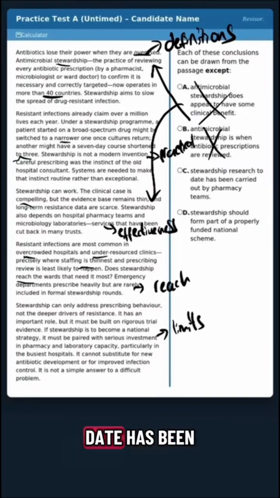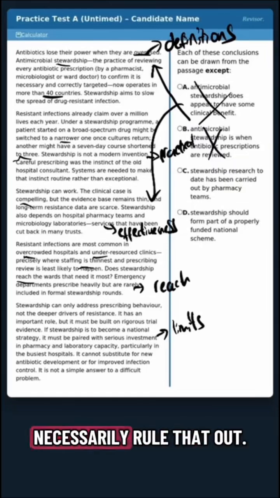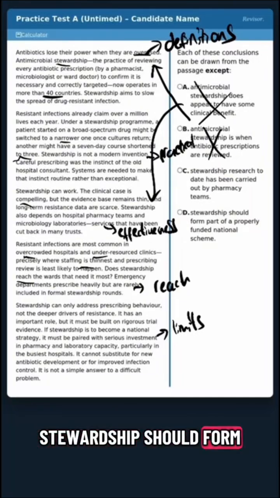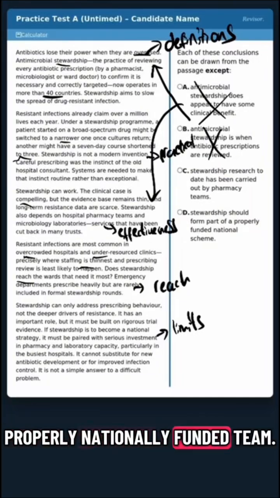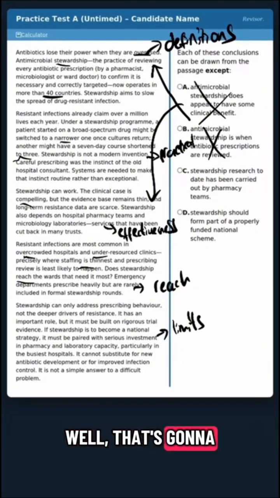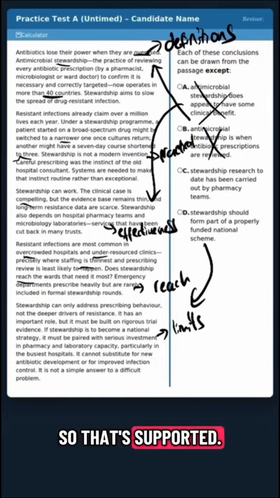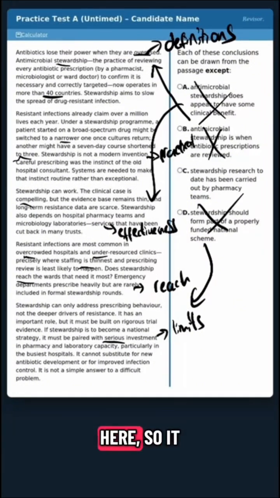Stewardship research to date has been carried out by pharmacy teams. In our labeling, we haven't talked about who does what, so we can't necessarily rule that out, and that's fine. We'll go on to the next one. Stewardship should form part of a properly nationally funded team. Well, that's going to be talking about the limits. So let's try and find that in the paragraph. If stewardship is to become a national strategy, it must be paired with serious investment. So that's supported. Okay, and that was here. So it must be C.